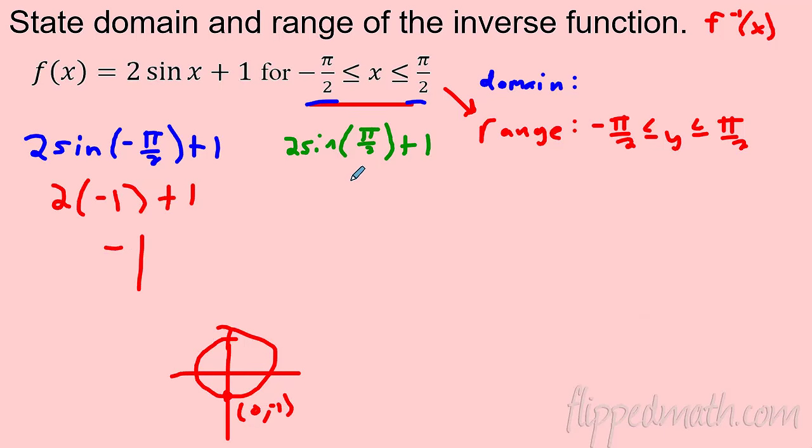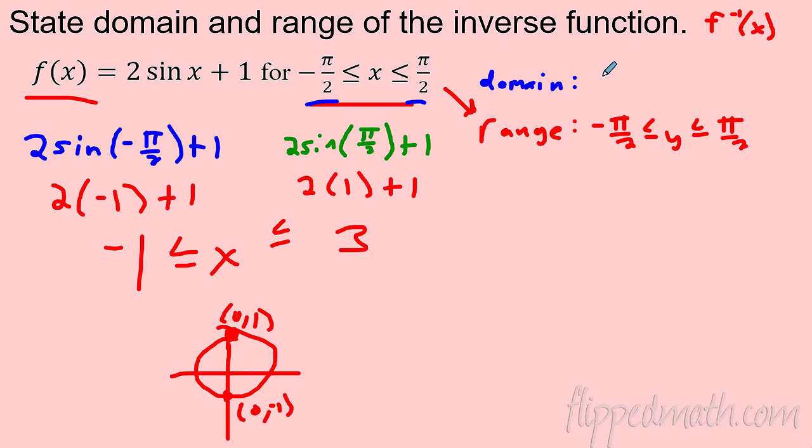Awesome. Can we do the same thing over here? I'm going to say 2 times the sine of pi over 2. That's this point up here, which is going to be positive 1, and then I'm going to add the 1 to it. So 2 times 1 plus 1 is 3. So that is going to be my new domain. It was the range of this function. You found the range of the function, so then it'll become the domain of the inverse function. So x is stuck between -1 and 3.